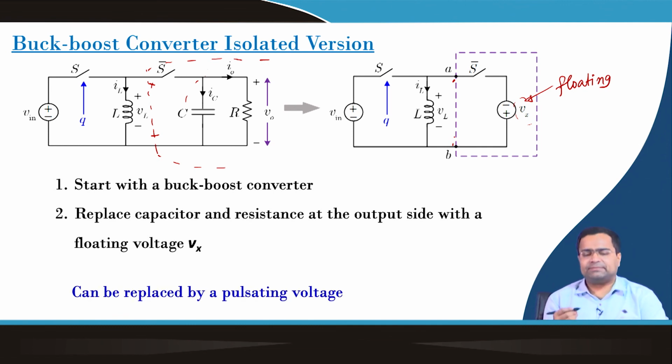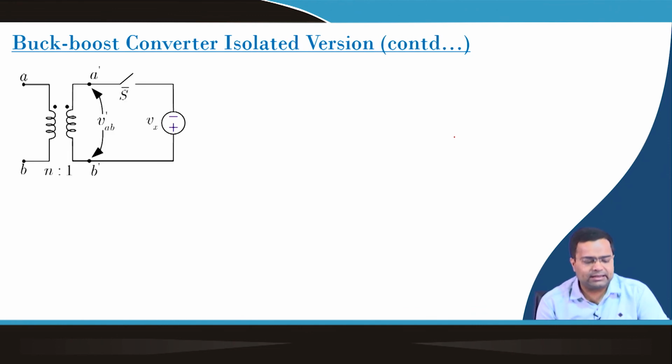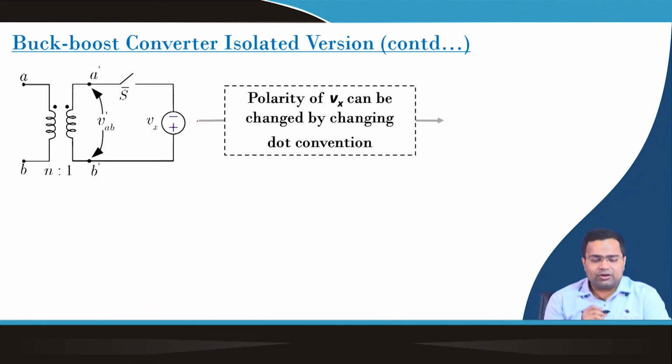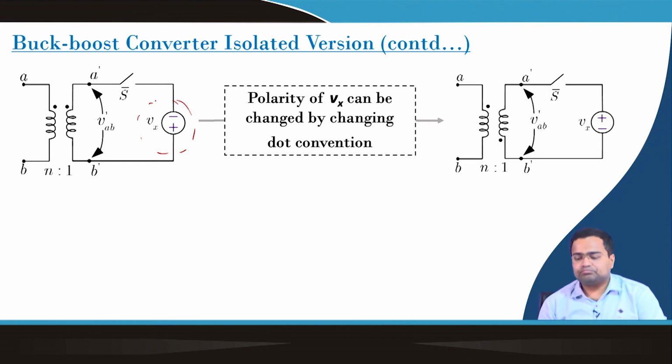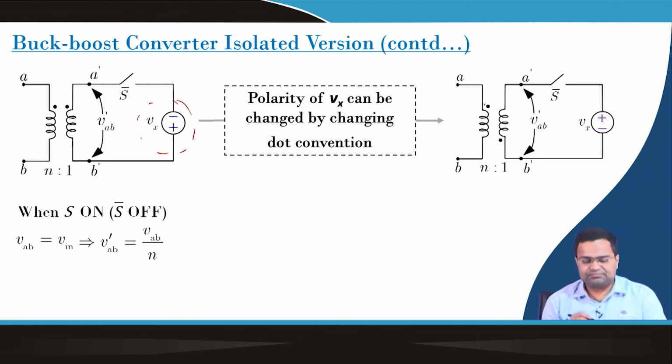So this can be replaced by a floating voltage, and what we can do is change the polarity of this floating voltage. How? By changing the dot convention of the transformer. That means if we change the dot convention of this transformer, the polarity of the floating voltage can be reversed, provided the input side voltage polarity remains the same. We have changed the dot convention of the transformer.